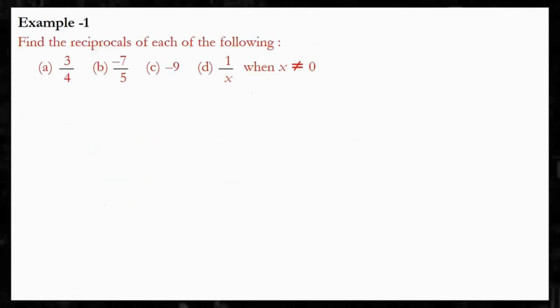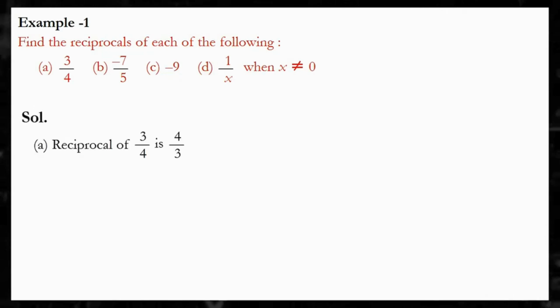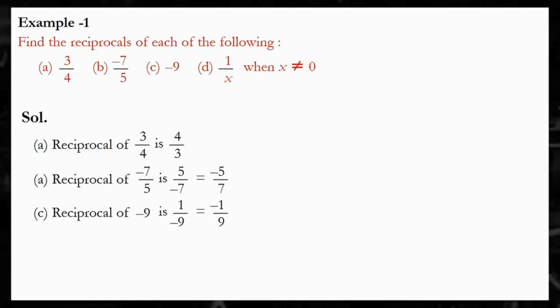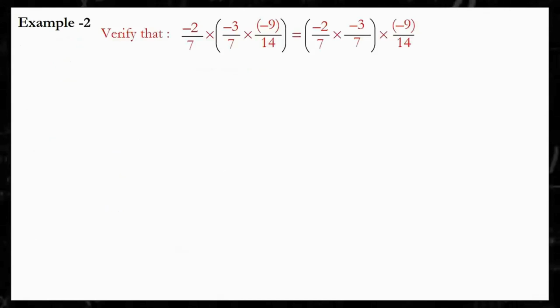Example 1. Find the reciprocals of each of the following. A. 3 by 4. B. Minus 7 by 5. C. Minus 9. D. 1 by x when x is not equal to 0. Solution. A. Reciprocal of 3 by 4 is 4 by 3. B. Reciprocal of minus 7 by 5 is 5 by minus 7, which is equal to minus 5 by 7. C. Reciprocal of minus 9 is 1 by minus 9, which is equal to minus 1 by 9. D. Reciprocal of 1 by x is x.